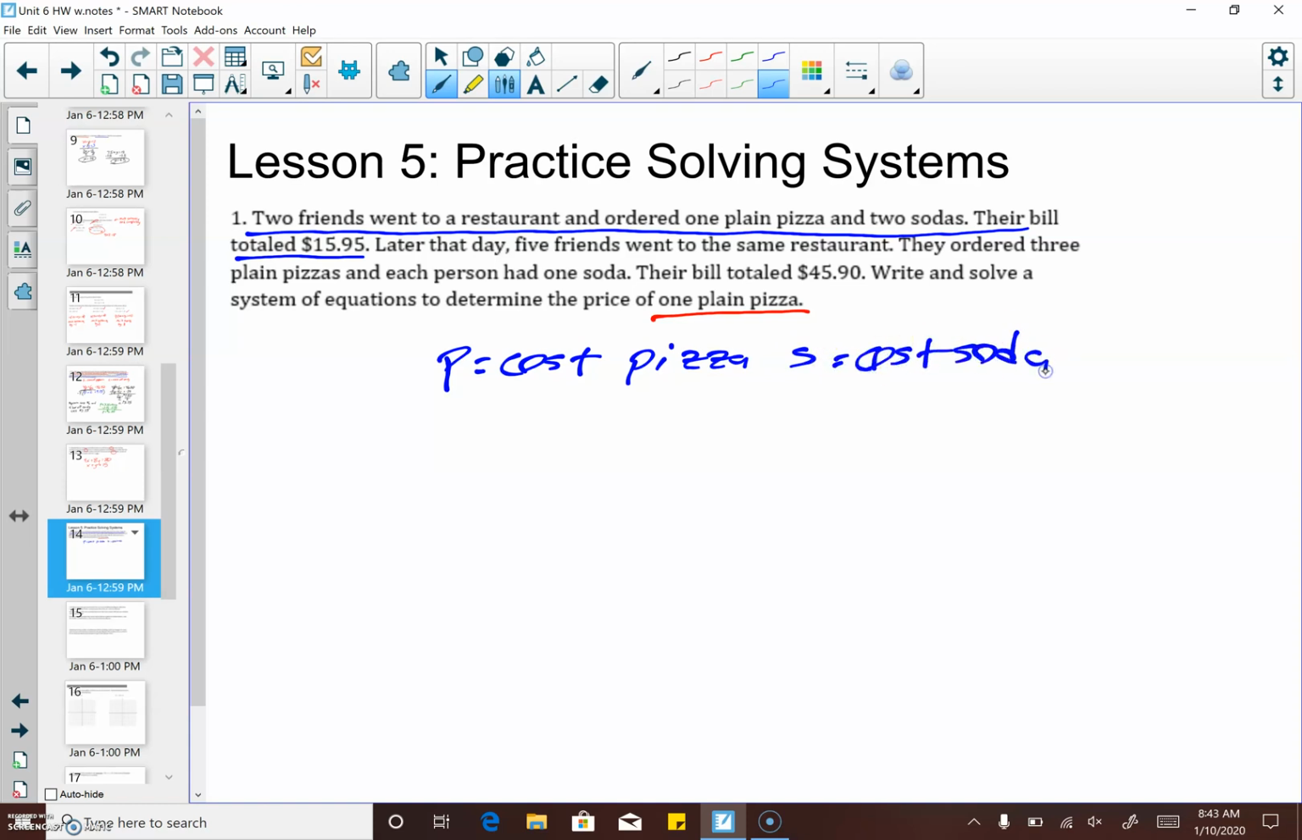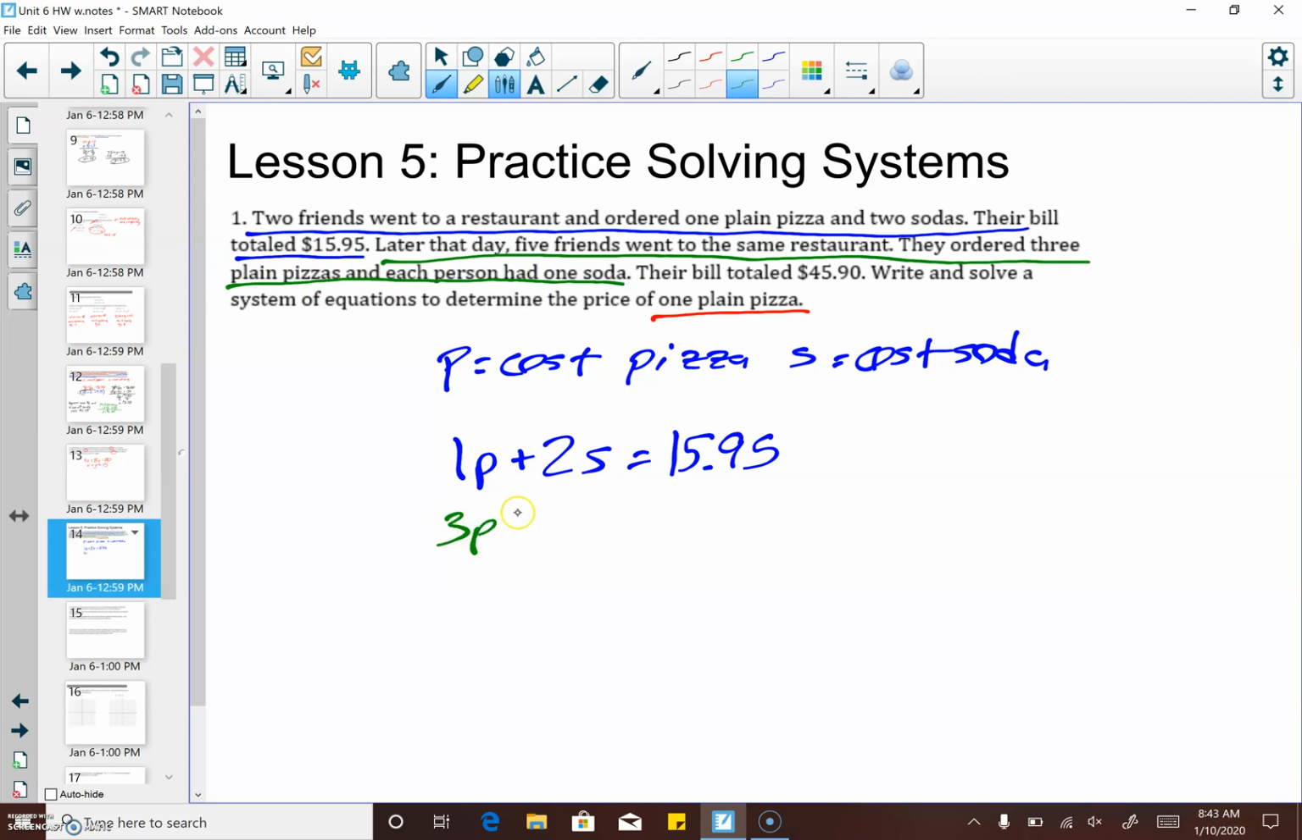a soda. So our first friend group had 1 pizza and 2 sodas, and their bill was $15.95. The second group of friends went to the same restaurant, ordered 3 pizzas, and each person had 1 soda. So 3 pizzas, and if there were 5 friends and they each had 1 soda, that's 5S, equals $45.90. Now, if we look at our setup like this, this basically sets us up for elimination.